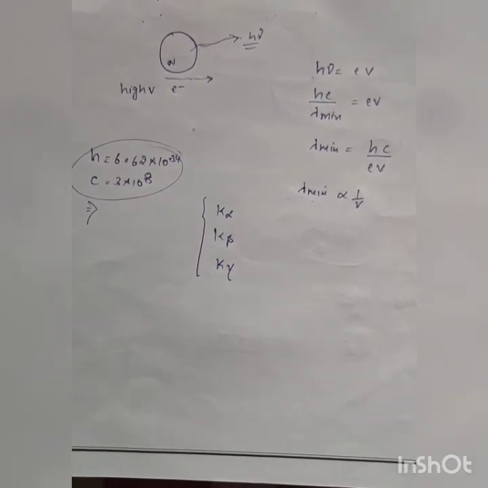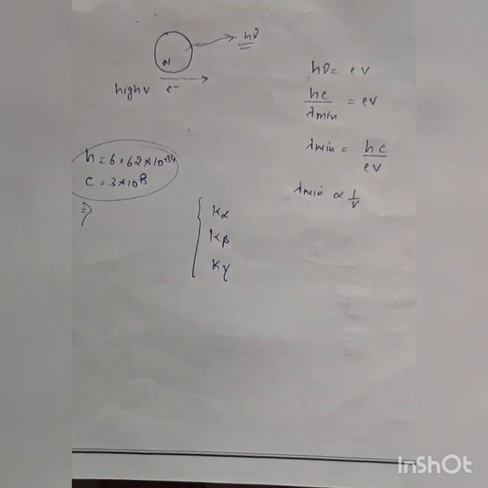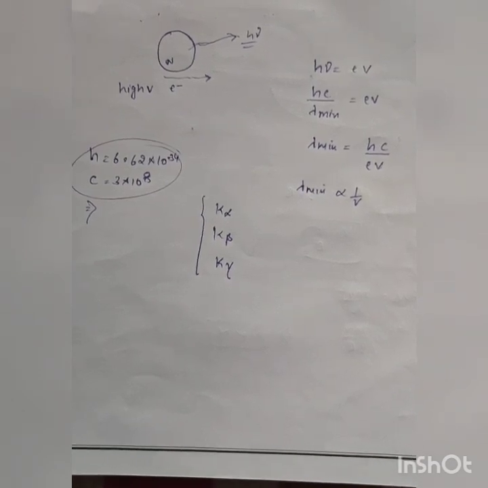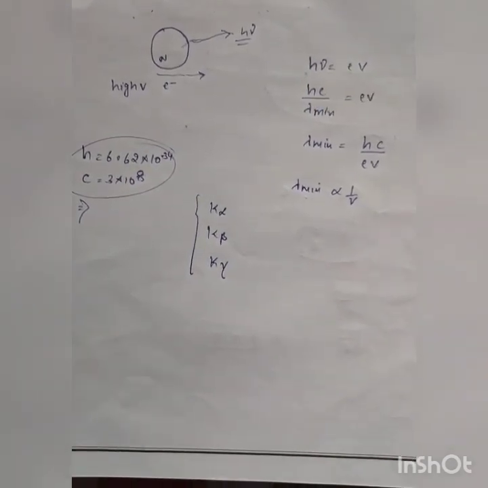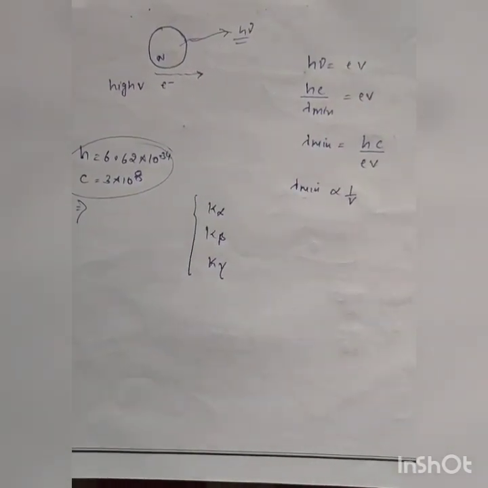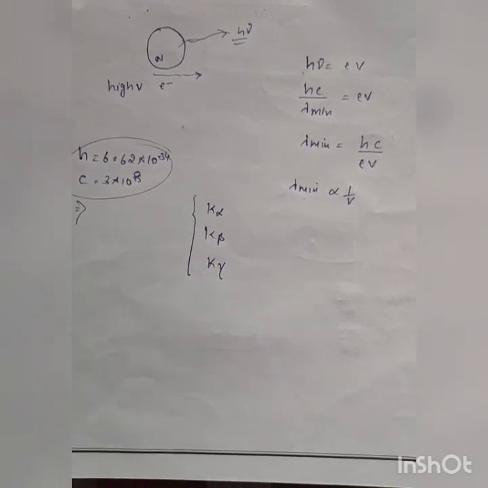When fast moving electrons are made to fall on a target of high atomic number, such as tungsten, molybdenum, etc. This is the molybdenum nuclei. In an X-ray tube, X-rays are produced.